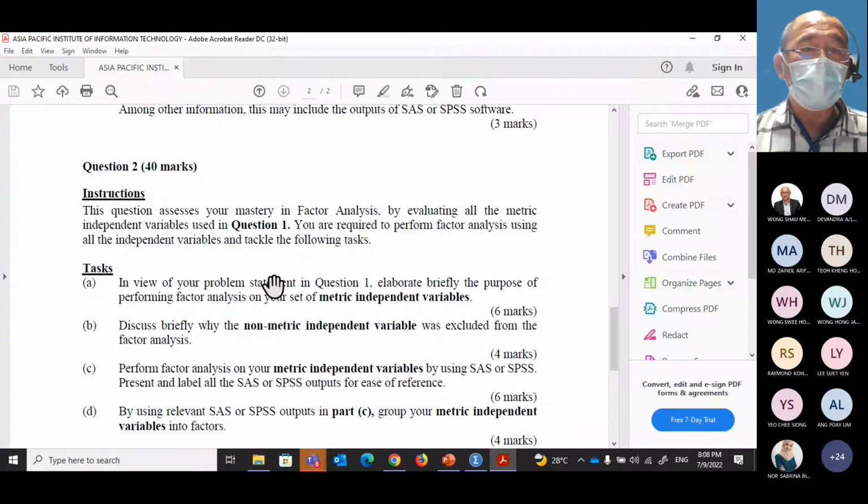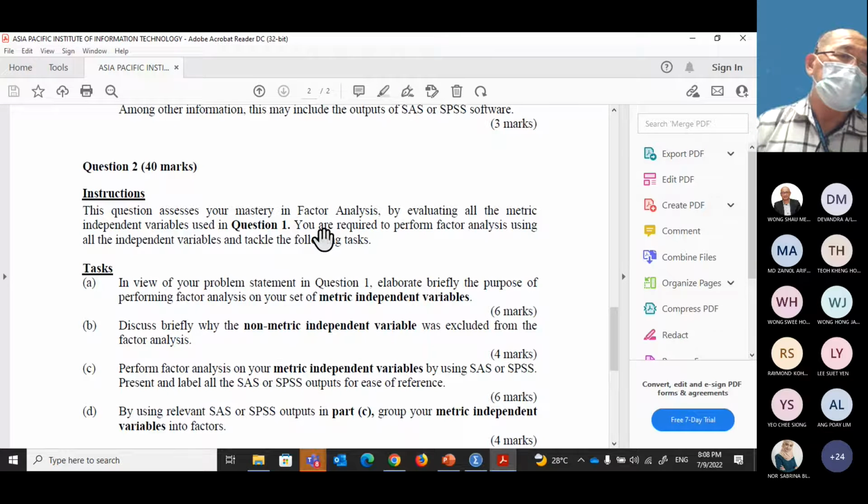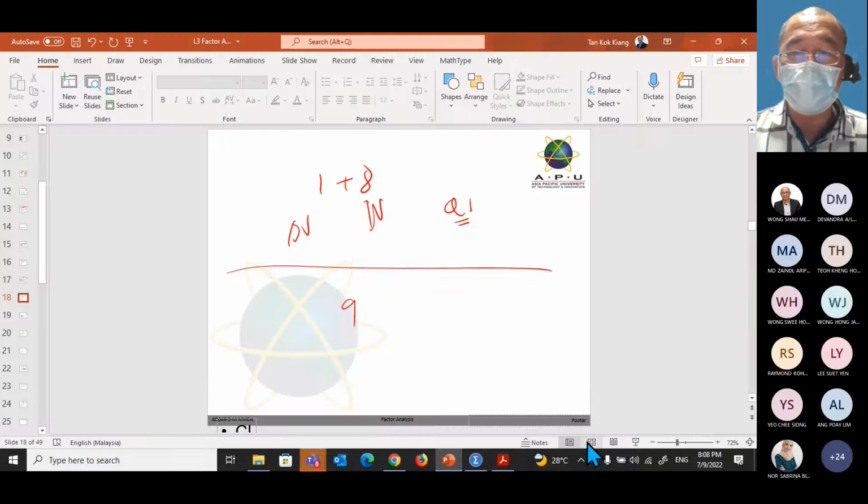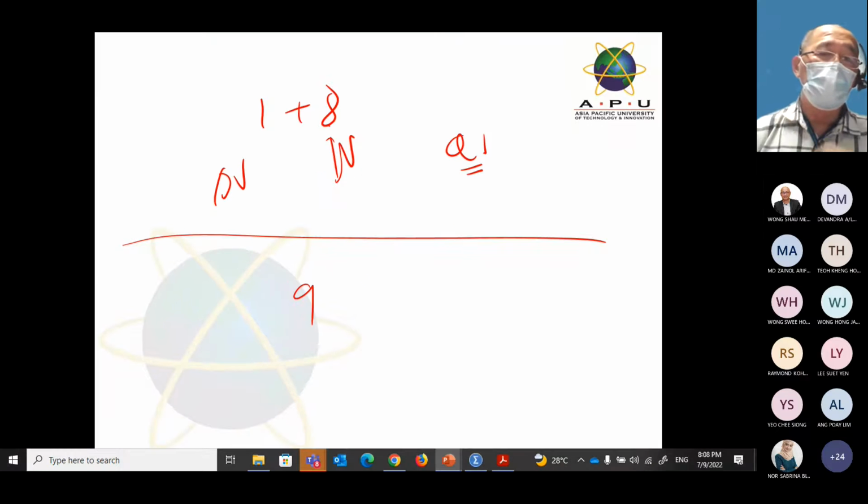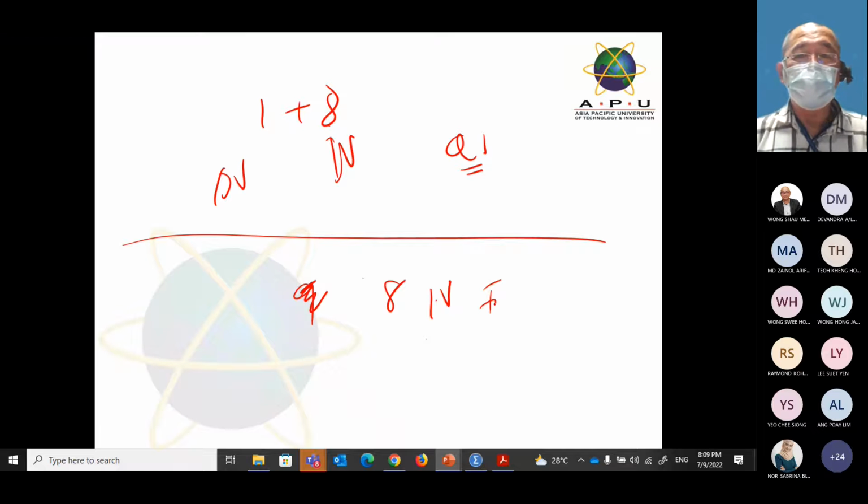Okay, you see here? It's okay. We follow this one. That means you only use the metric independent variables. So therefore, now you use 8 independent variables, same data set, and you do the factor analysis.